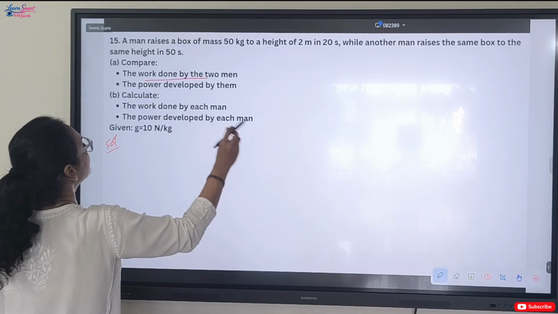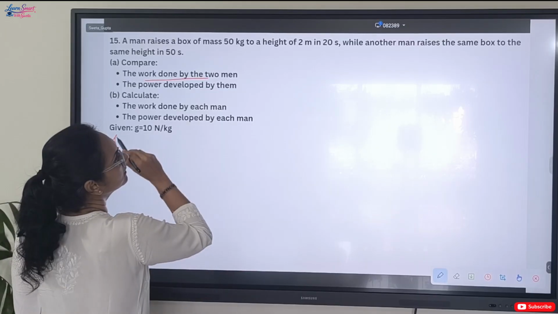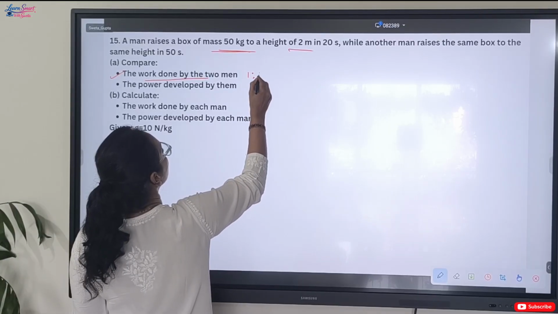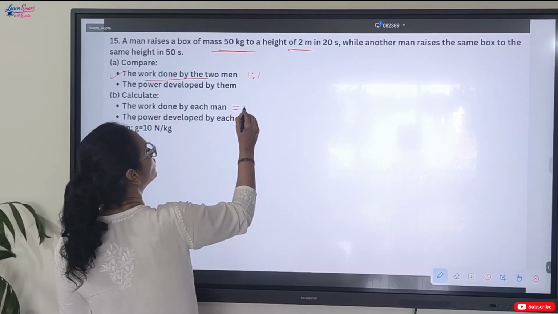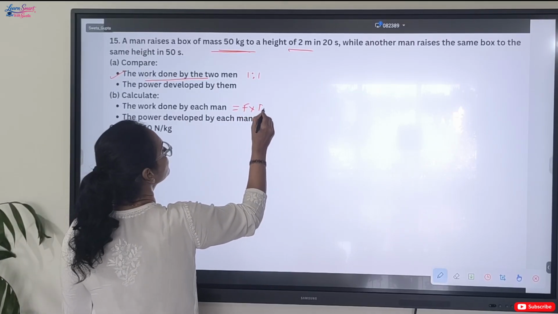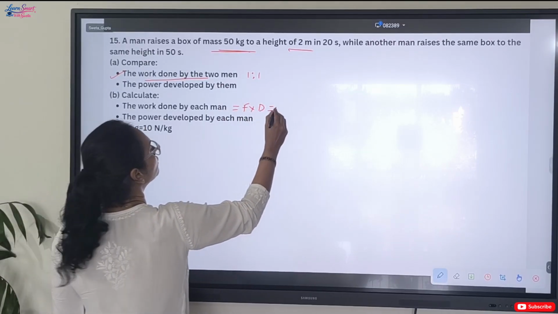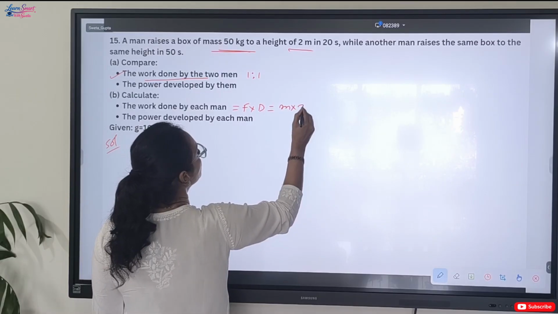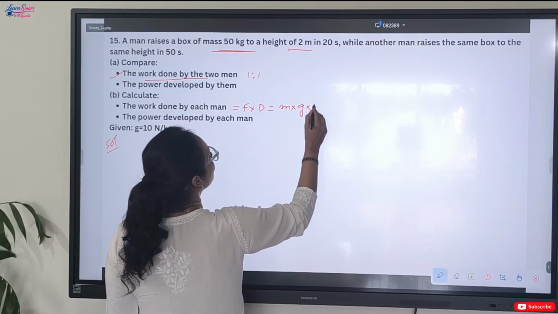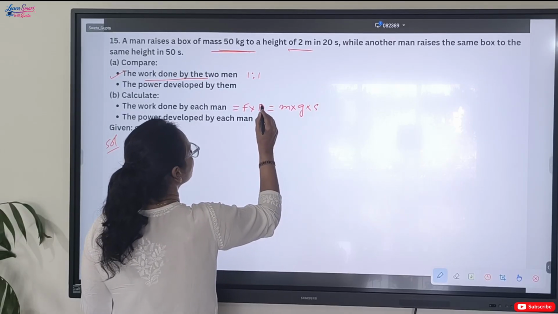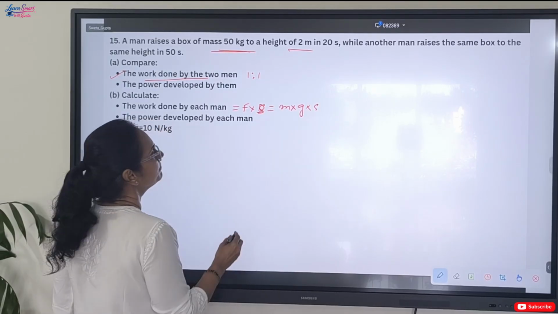So work done, see they are doing the same amount of work, will be same. Comparison will be 1:1. But let's calculate the work done. So work done is equal to what? Force into displacement. Force is how much? M into G, into the displacement, which is 2 meters, that means the height. S I should write over here, so I'll make it S.